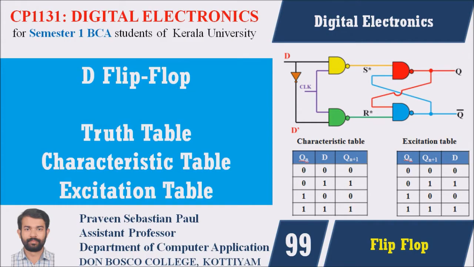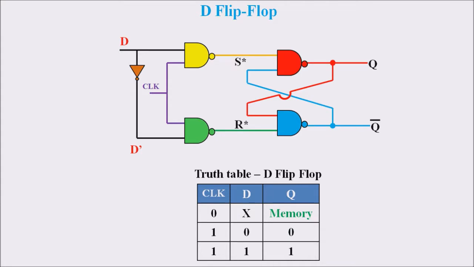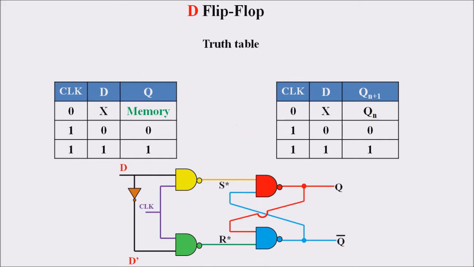In this lecture, we are discussing the truth table, characteristic table and excitation table for the D flip-flop. In the previous lecture, we had just introduced what a D flip-flop is, its circuit diagram, as well as its truth table. If the clock signal is 0, then the D flip-flop will preserve the previous data value, that is, we are dealing with a memory condition. If the clock signal is 1, then the data value will be stored, that is, if D is equal to 0, then the output will be 0, and if clock equal to 1 and D is equal to 1, then the output will be 1. So this is the truth table of this particular D flip-flop.